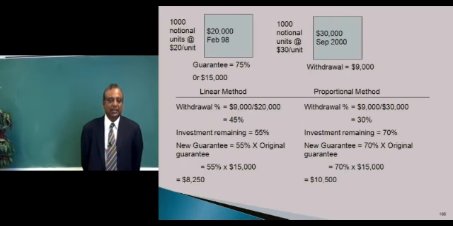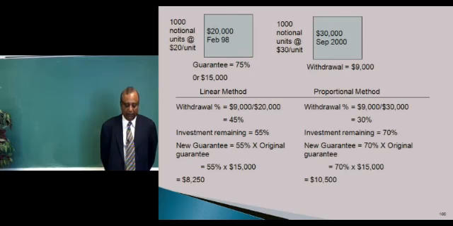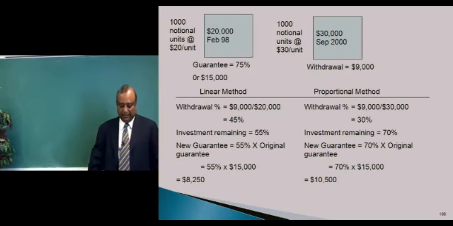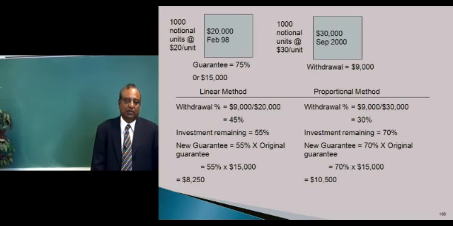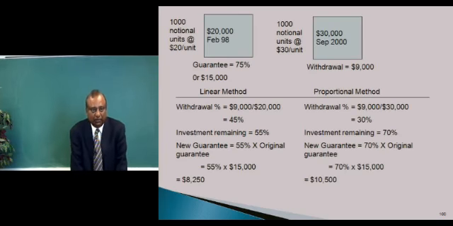Now, using the linear method, the calculation goes this way. Withdrawal percentage is $9,000 out of the investment of $20,000. That's 45% of the money being withdrawn, or 55% of the investment remaining. So, the new guarantee is going to be 55% of the original guarantee, which is $8,250.